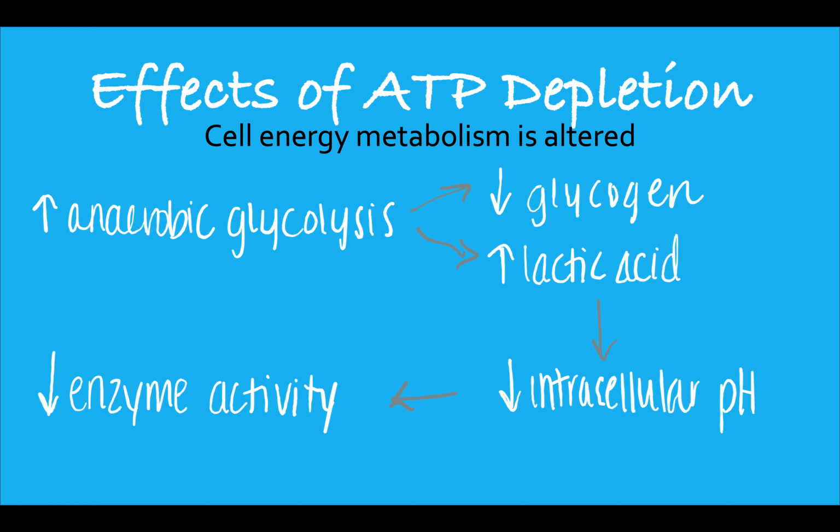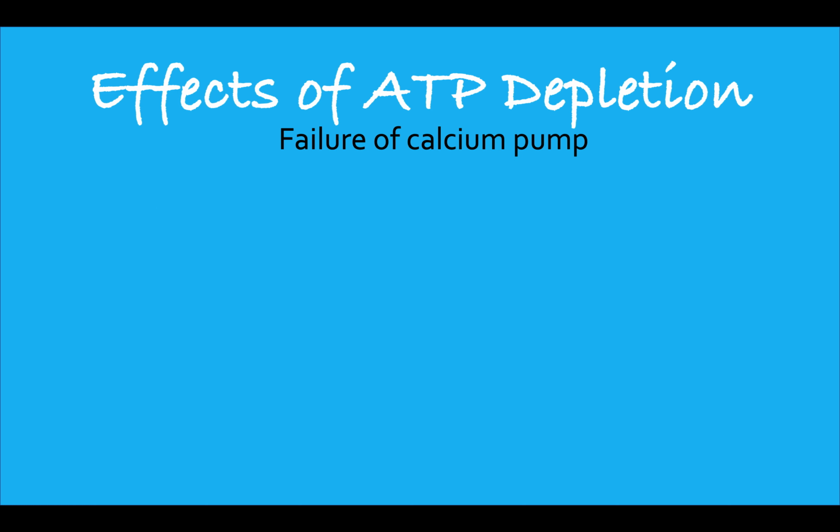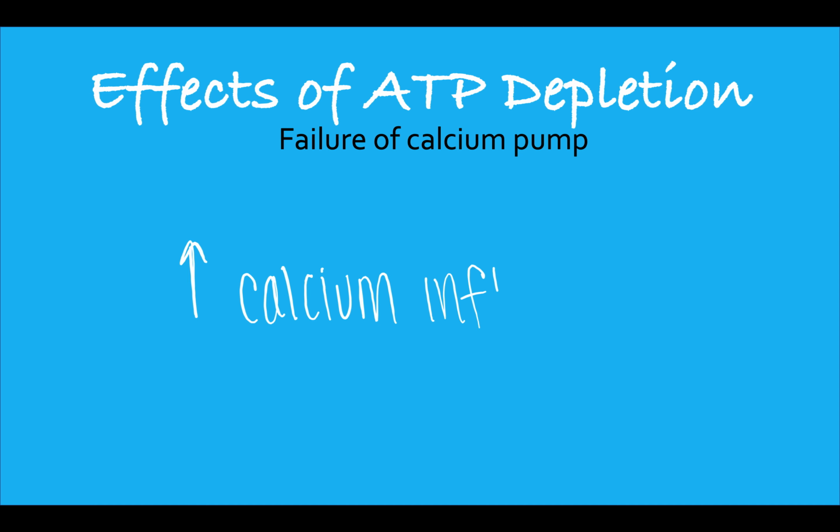Another effect of ATP depletion is that the calcium pump is going to fail. If the calcium pump fails, calcium is going to come into the cell, and that can cause damaging effects on a lot of different cellular components that we're going to talk about a little bit later.